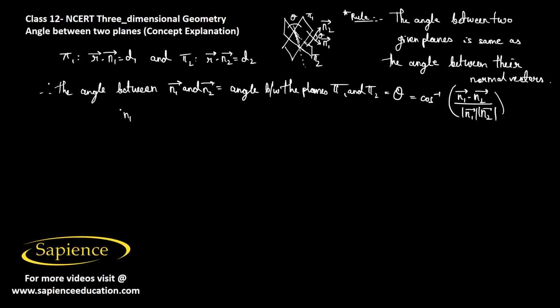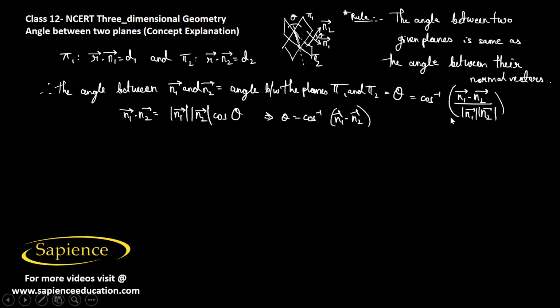Simply we know that n1 vector dot n2 vector will be equal to magnitude of n1 vector into magnitude of n2 vector into cos of theta, where theta is the angle in between the vectors n1 and n2, which is also the same as the angle in between the planes pi1 and pi2. Therefore theta would be simply equal to cos inverse of n1 cap dot n2 cap, which is nothing but n1 vector dot n2 vector by magnitude of n1 into magnitude of n2.